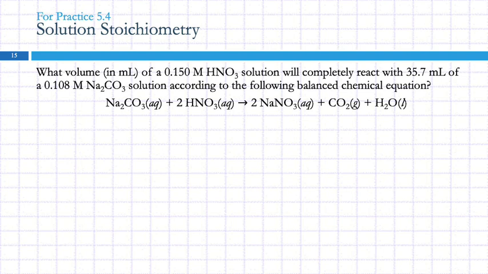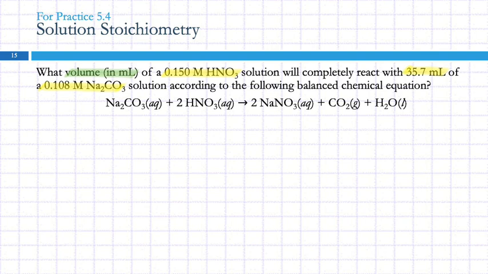So this is how we would do solution stoichiometry. What volume in milliliters of a 0.15 molar HNO3 solution will completely react with 35.7 milliliters of a 0.108 molar Na2CO3 solution according to the following balanced chemical equation? Again, we're reading the whole problem. We're going to highlight numbers. We're going to highlight the question. We want volume in milliliters there.